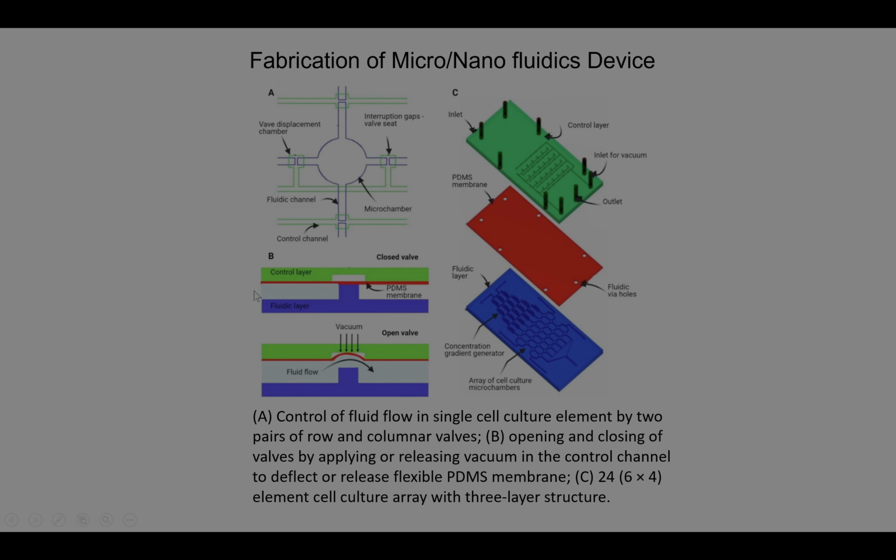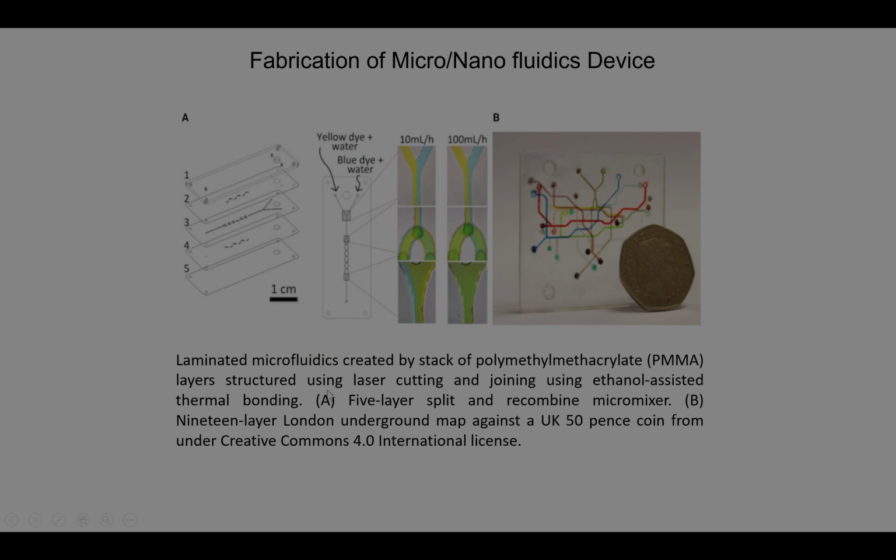The third is the fluidic layer. In this state, this is the closed valve state where nothing is flowing through the microfluidic channel. But when the vacuum is created, the flow is allowed from one direction to another. It is called the open valve state. And here is the inlet of the control layer, the vacuum outlet, the PDMS membrane, and the fluidic layer, and concentration gradient generators are possible here. Then an array of cell culture micromembranes. This kind of thing is possible.